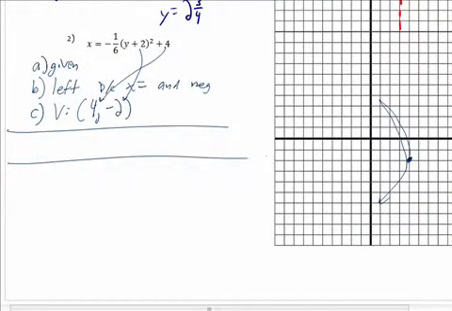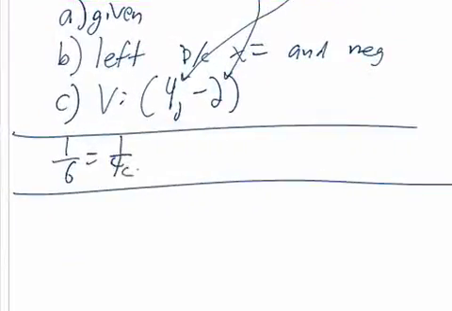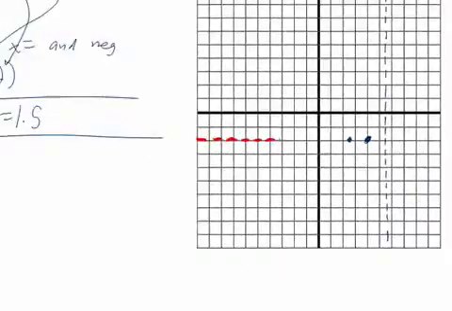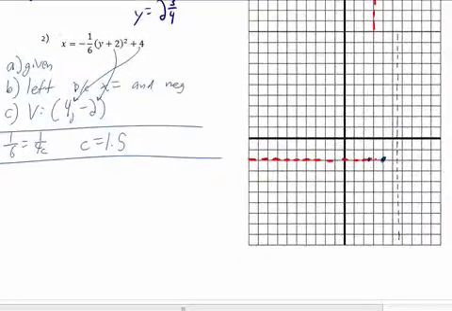We now draw a little break, and we set 1 over c equal to 1/6 equal to 1 over 4c. Cross multiply and solve, and you get c is equal to 1.5, which means our focus is going to be 1.5 units to the left, and the directrix is going to be 1.5 units to the right. After plotting those values, we can also put an axis of symmetry that goes through the focus and the vertex, crossing the directrix perpendicularly.